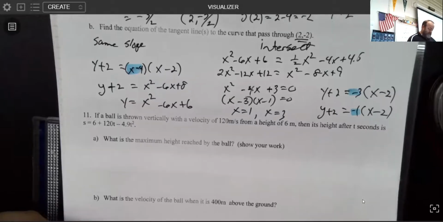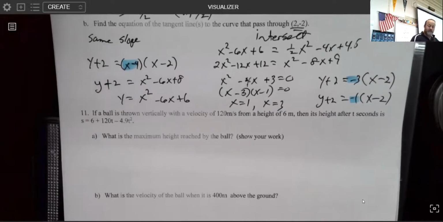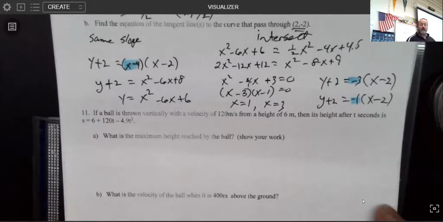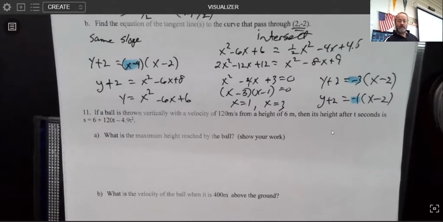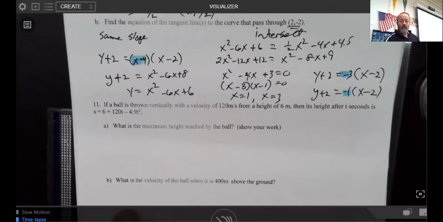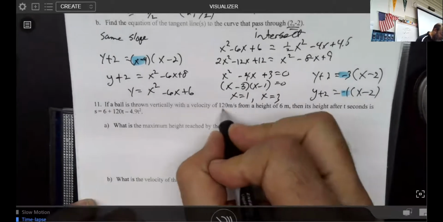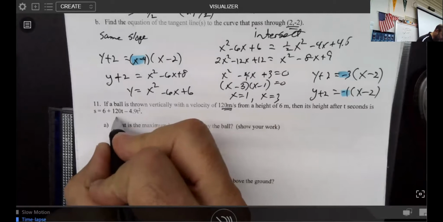But what we have is this ball that is thrown vertically. So this is a little hard for people to do, is to take a ball, literally throw it directly straight up in the air is what we're trying to do. And it's thrown with an initial velocity of 120 meters per second. You'll notice that's sitting right there.